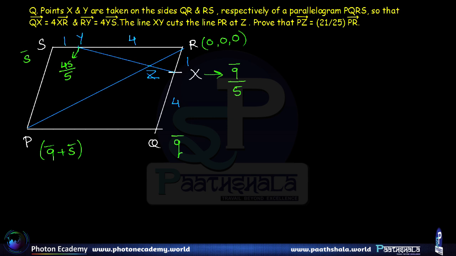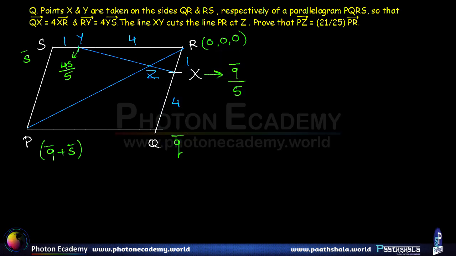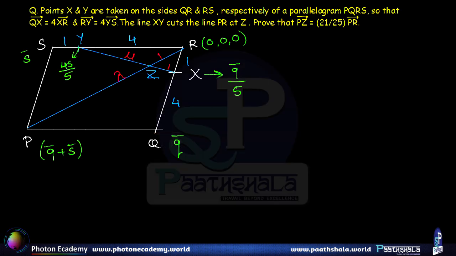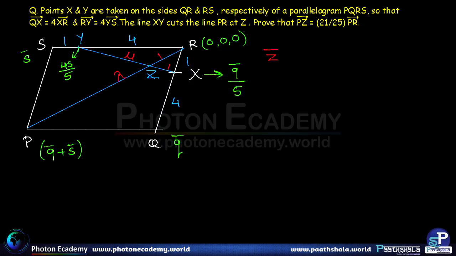Alright, so we have the position vectors of all the points now except Z, and that's what we have to find out. Now let's assume that Z is dividing PR in the ratio lambda is to 1 and Z is dividing XY in the ratio mu is to 1. So again, using section formula, we can find out the position vector of Z in two different ways, one using the ratio mu is to 1 and another using the ratio lambda is to 1.